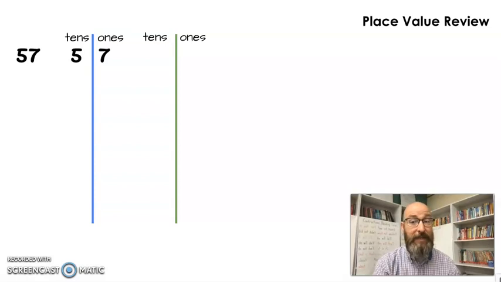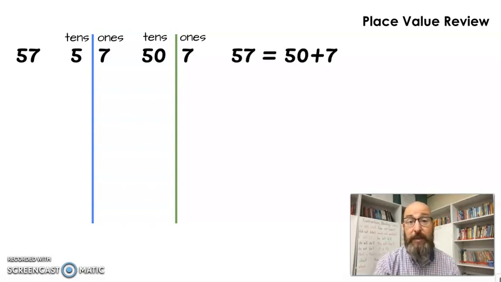Now, how much is 5 tens worth? Can you count with me? 10, 20, 30, 40, 50. So 5 tens is worth 50. And of course, 7 ones, I'm just counting by ones. 1, 2, 3, 4, 5, 6, 7. So 57 would equal 50 plus 7. Now, I'm going to wait a second when I show you the next number. See if you can figure it out.